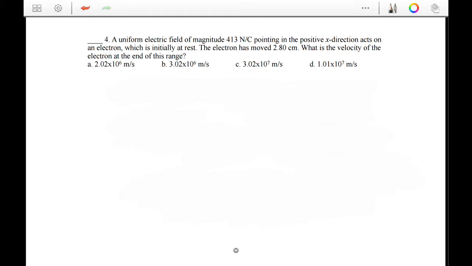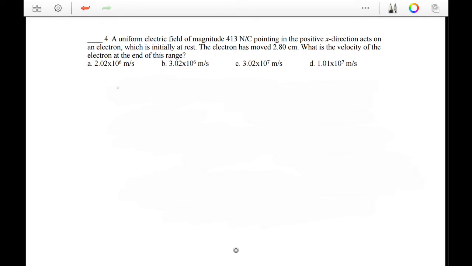So in order to solve this problem, you can't just simply solve for the velocity right away. You actually have to use the electric field information that we're given to solve for the force. And then once we have the force, we're going to use Newton's second law to solve for acceleration. And then lastly, once we have the acceleration tied together with all this information, we can use a kinematic equation to solve for the final velocity.